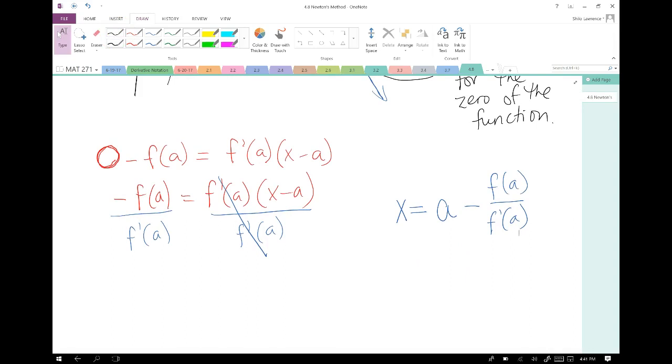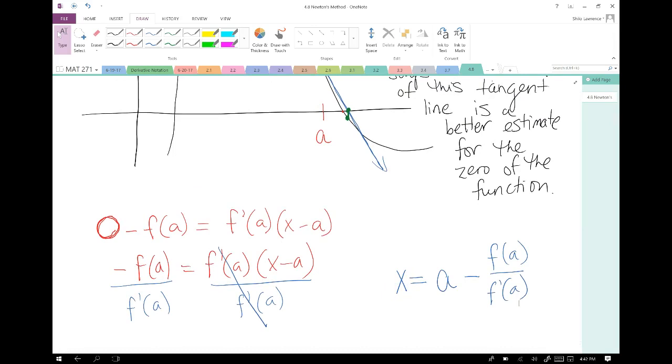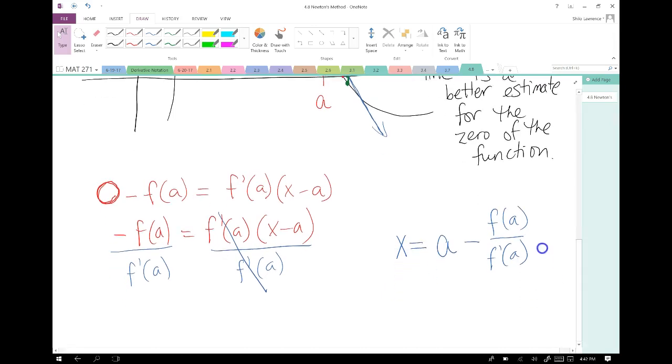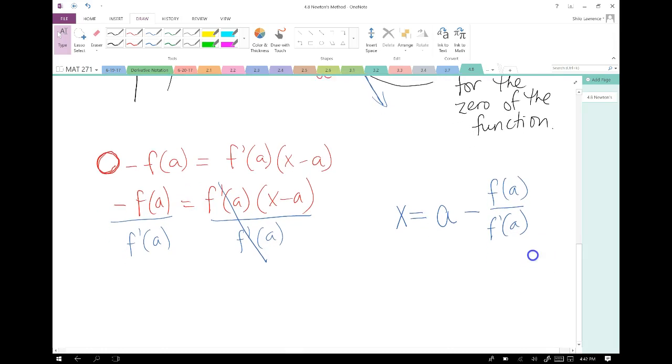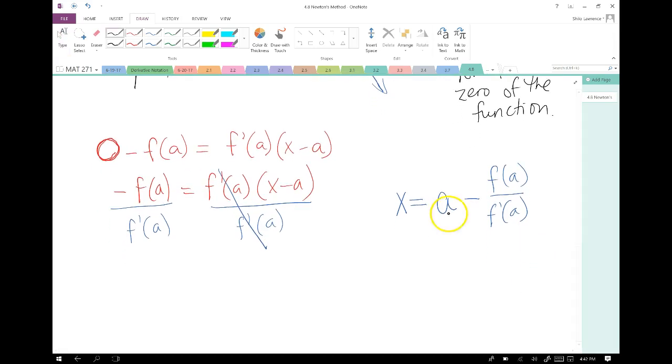And we're going to do this process multiple times, and it's supposed to get us closer and closer and closer to our intercept every single time we do this. So this a value was our first guess for the x-intercept. And then this x value here is our next guess for the x-intercept. And if we do it again, it should get us even closer. So this is our first guess. And then this is now our second guess.